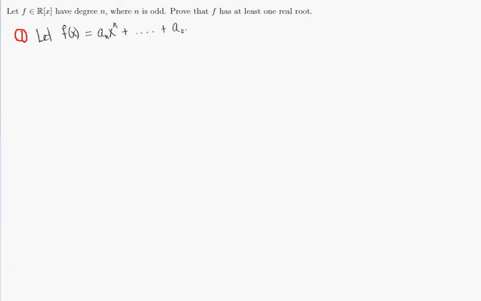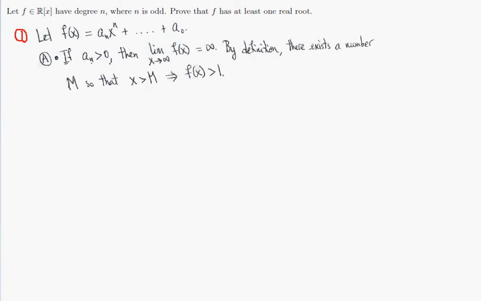So let's begin by assuming that our polynomial has the form a sub n x to the n plus and so on plus a sub 0. Our first case is that the leading coefficient a sub n is positive. If the leading coefficient a sub n is positive, then as x goes to infinity, the limit as x goes to infinity of f of x is equal to plus infinity. Now what does that limit mean?